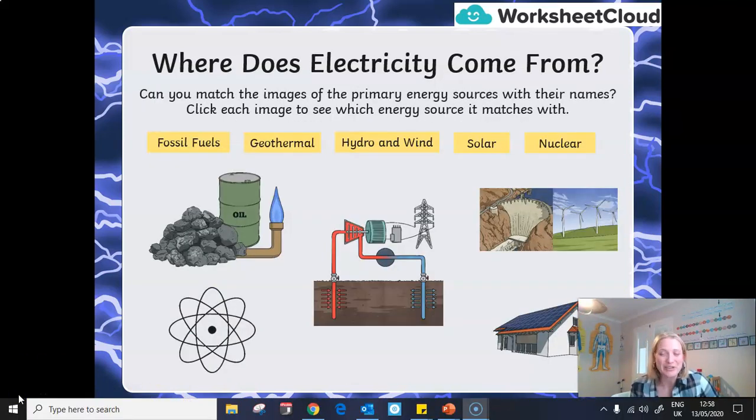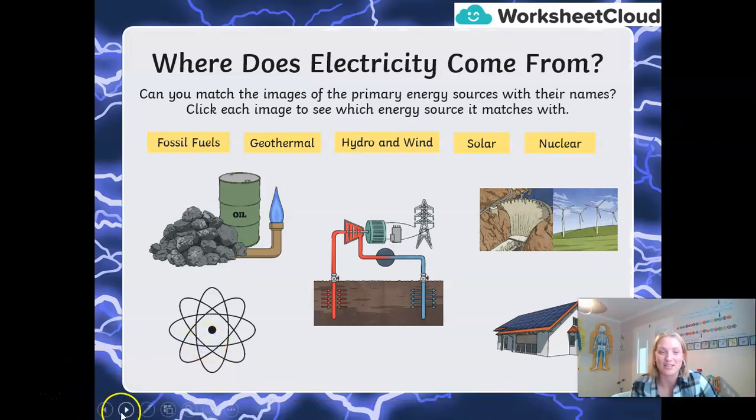A little bit of a recap of what we covered in our previous lessons, whilst also learning about electricity. Can you match the primary source of energy to its correct name from the pictures? Have a little look, and you're more than welcome to pause your video if you'd like to. Which pictures do you think represent which form of primary energy source? I hope you did that, because now I'm going to show you the answers.